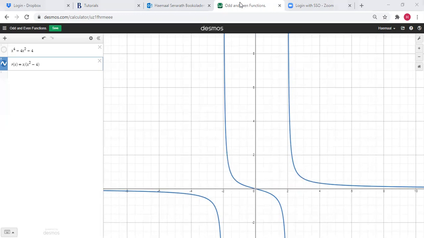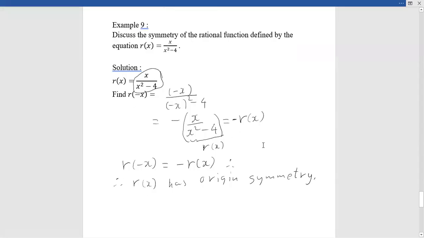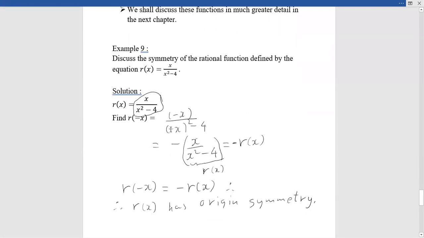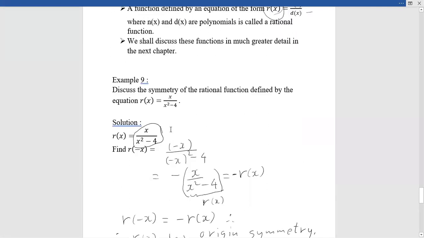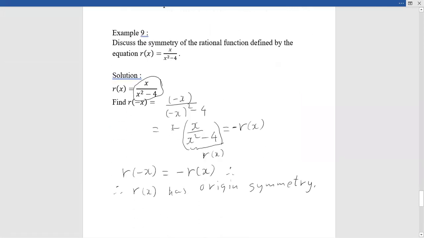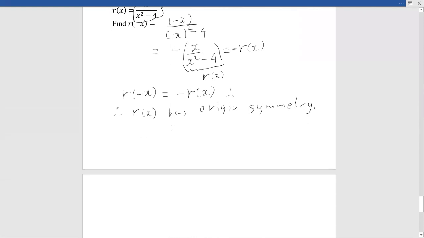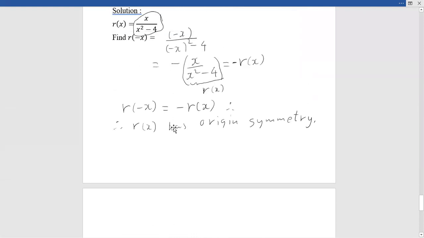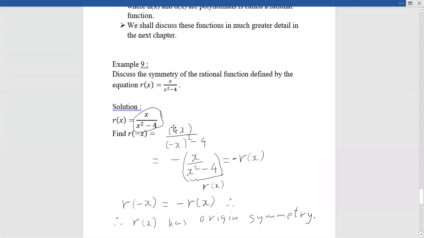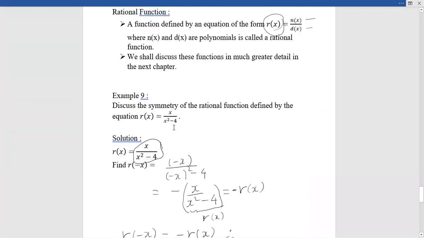All right, let's get back to the lecture notes. That's all we're going to discuss under rational functions here in section 1.6. We will learn more in section 2. This is all I have for section 1.6.